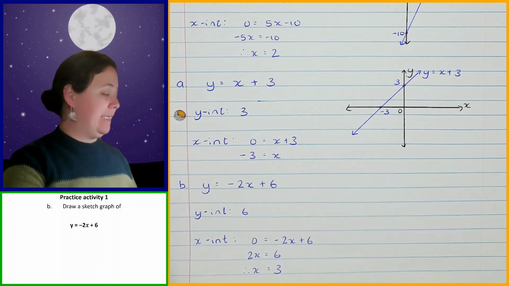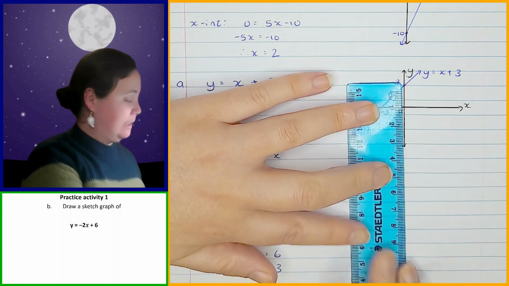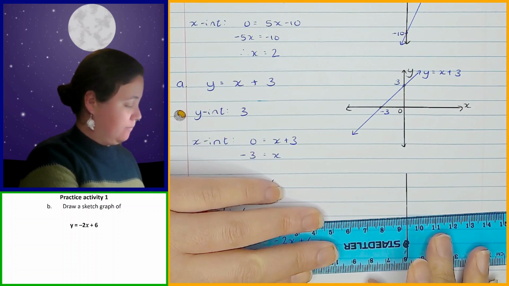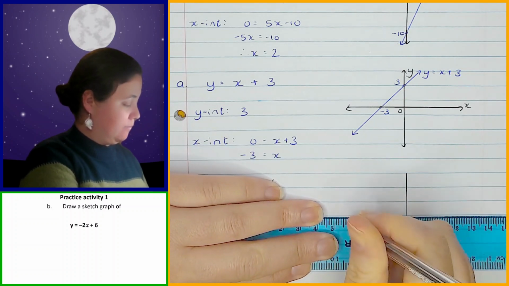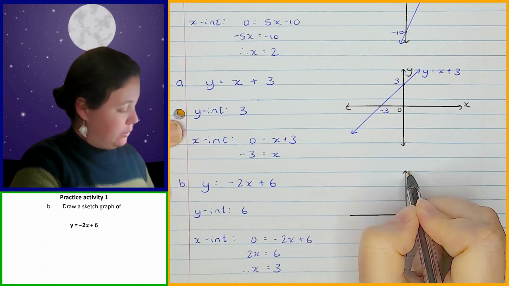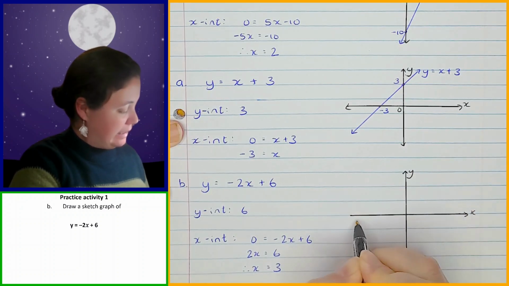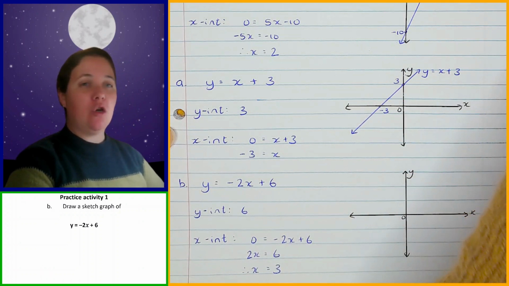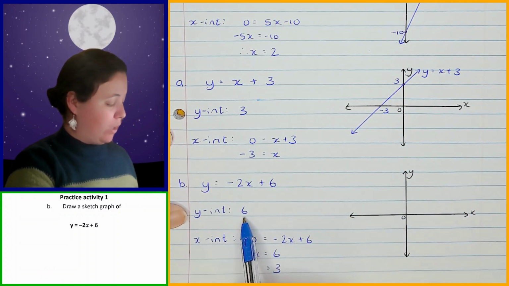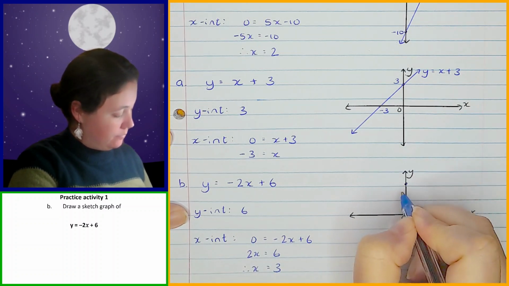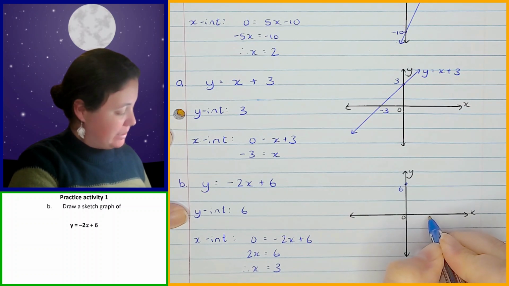Okay, so now I've got my intercepts. I can go and draw my axes. So my y-axis, my x-axis, and my origin. Then we're going to go and plot our points. So over here, my y-intercept is 6. And the x-intercept is 3.